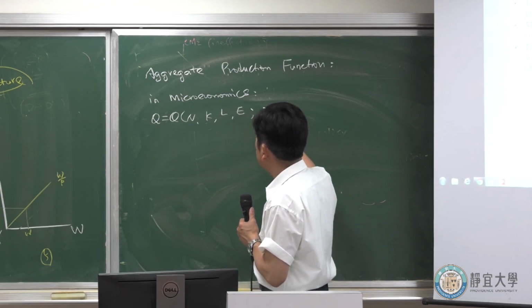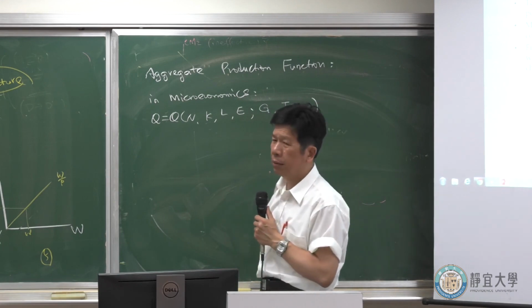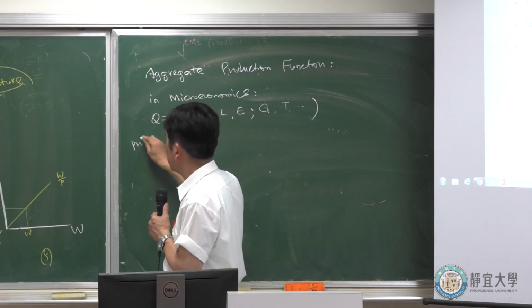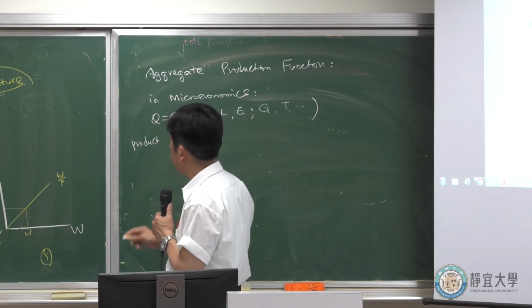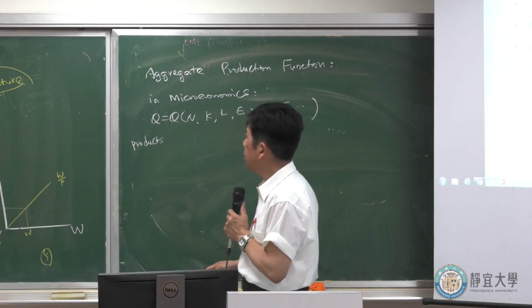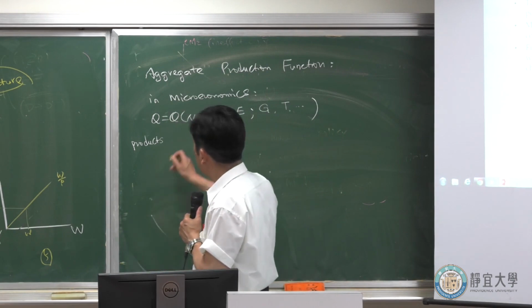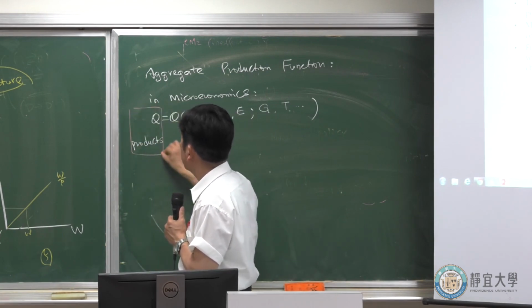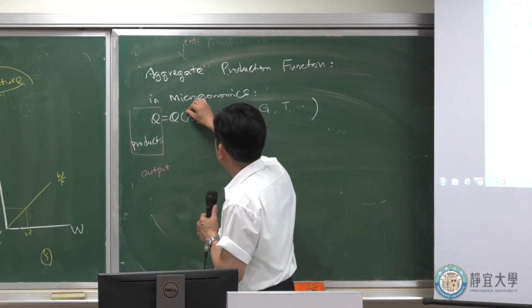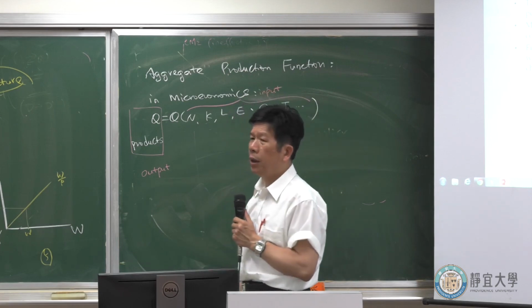We call Q the production, or the product, depending on the context. We can also call this the output. And all the factors here represent input.